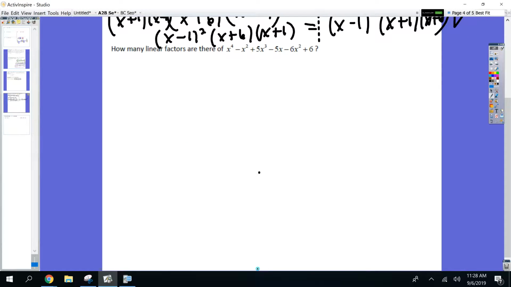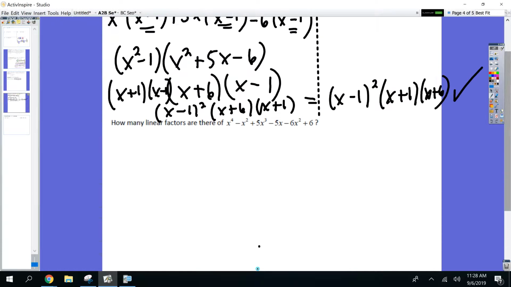And then my final question, how many linear factors do I have? Meaning linear factors, how many factors do I have where the exponent is 1?